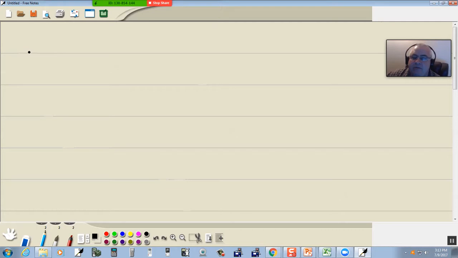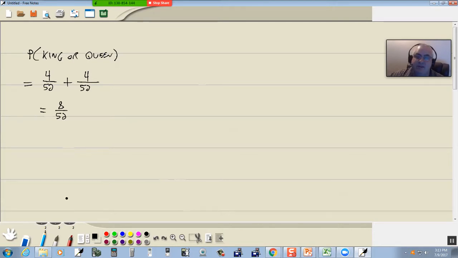Now you might have some problems dealing with an or. I pull a card out of a deck, and I'm looking at the probability that it's going to be a king or a queen. The or is our addition rule. That means we're adding. So we're going to have one fraction here plus another fraction here. Well, there's 52 cards. Of those 52 cards, 4 of them are kings. So that'll be 4 on top. Over here, there's 52 cards. Of those 52 cards, 4 of them are queens. So that'd give us 8 out of 52. And that would be our answer.